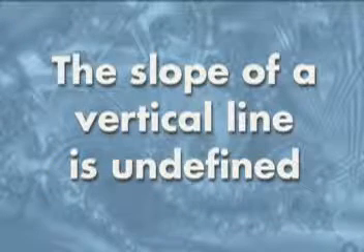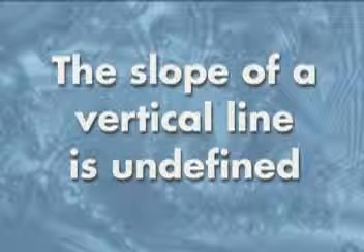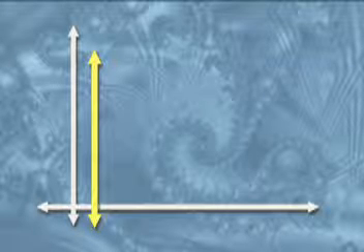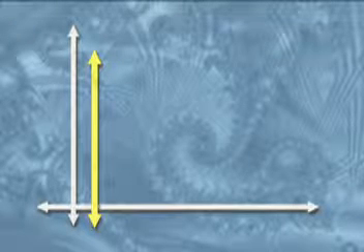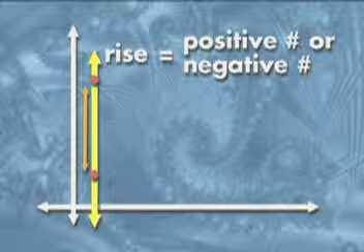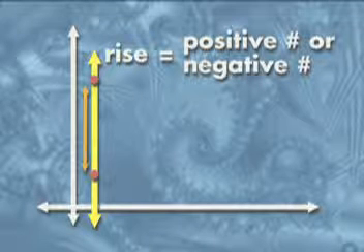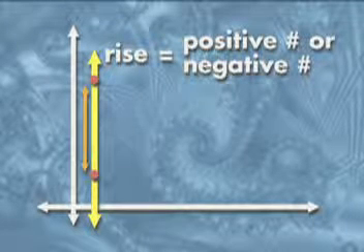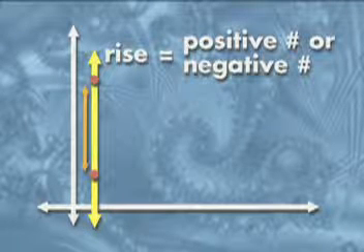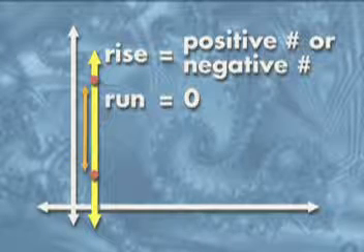The slope of a vertical line is undefined. This is because on a vertical line, it's impossible to draw a slope triangle. Vertically, to get from one point to another, you can move either up or down. So your rise can be either a positive or a negative number. But since the points are right on top of each other, you can't move horizontally in either direction. So your run must be 0.